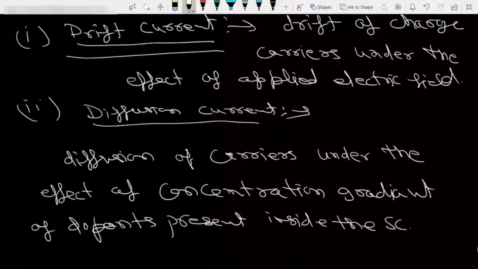So in the next lecture, we will see the carrier concentration and conductivity in extrinsic semiconductors.